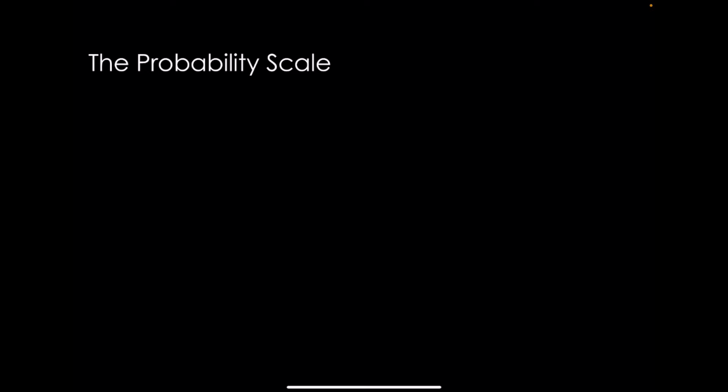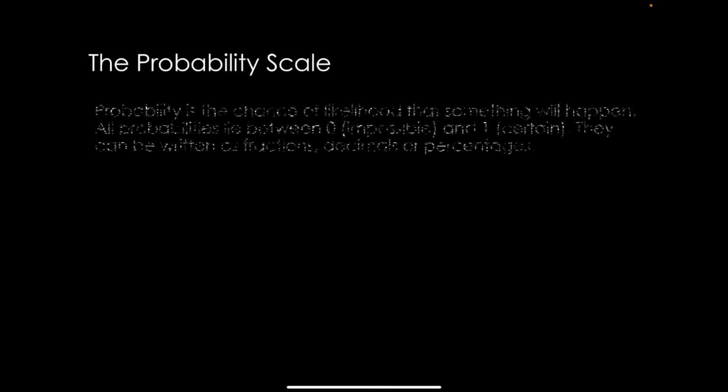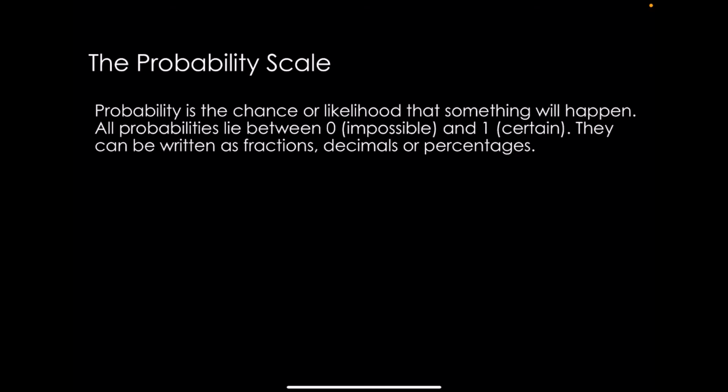So, the probability scale. Now, the probability scale is a way that we can express probabilities. The probability of something is the chance or likelihood that something will happen, and all probabilities lie between 0, which is classed as impossible, and 1, which is certain, and they can be written as fractions, decimals, or percentages.